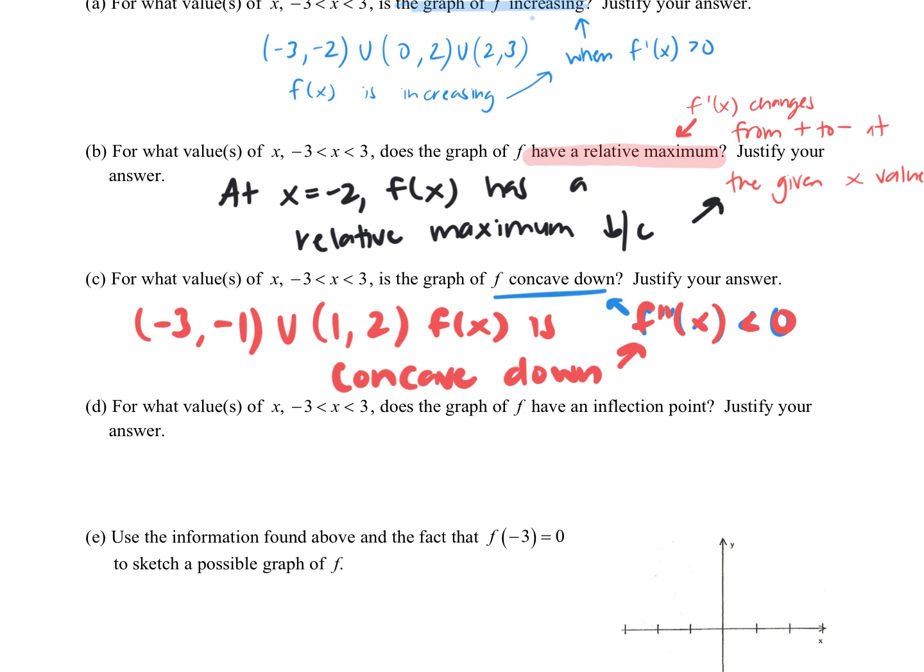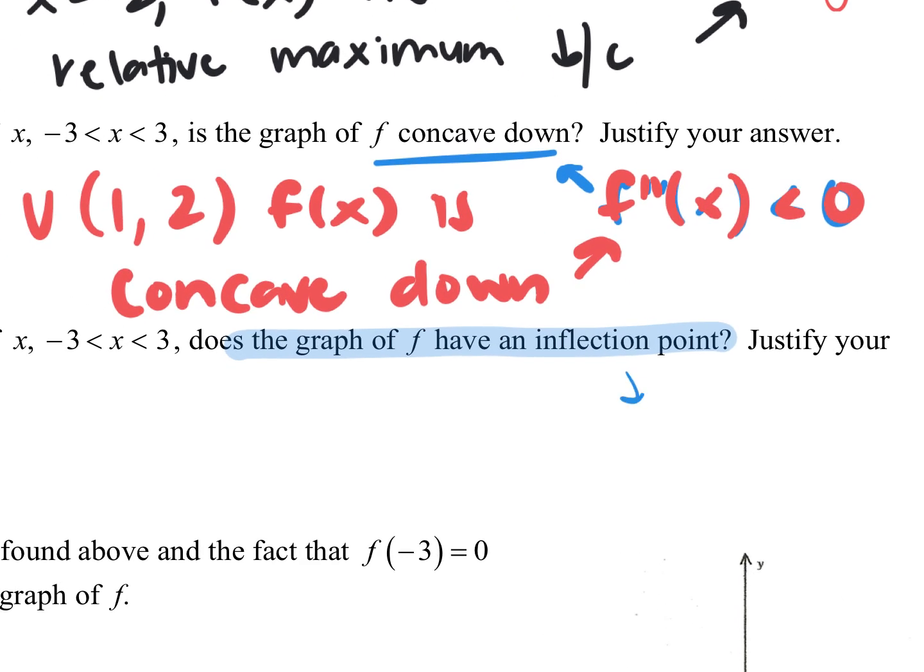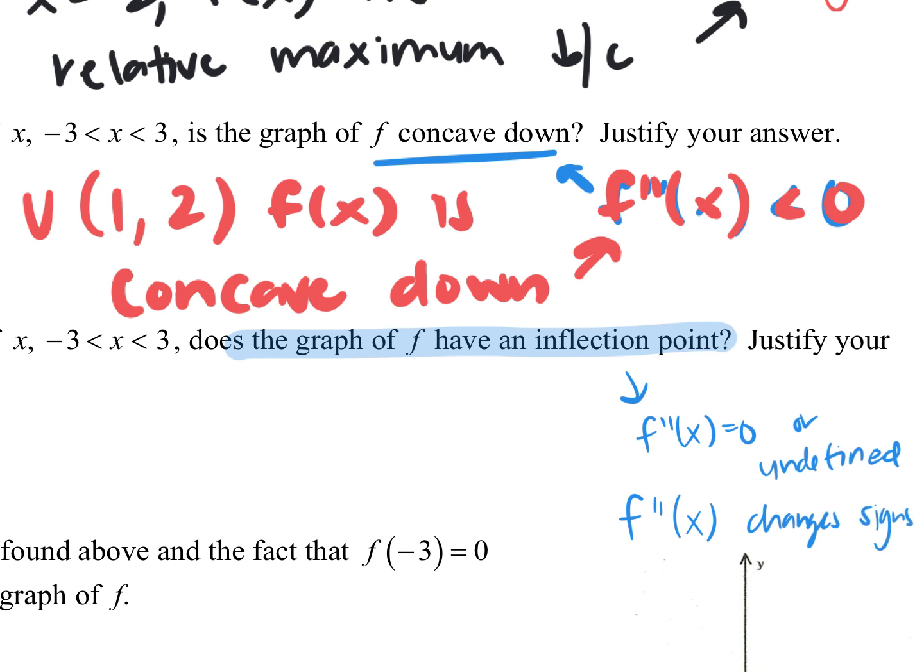All right, lastly here, we're looking at when we are going to have an inflection point. So when does the graph of f of x have an inflection point? If you don't remember what inflection point means, we'll look over on the board. That is when our second derivative is equal to 0 or undefined. And what else happens at that point? It changes signs, right? So the second derivative changes signs. So that's my justification. I just need to go find it.